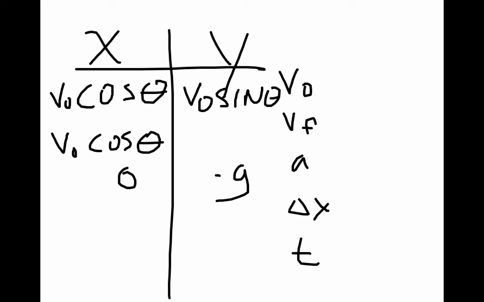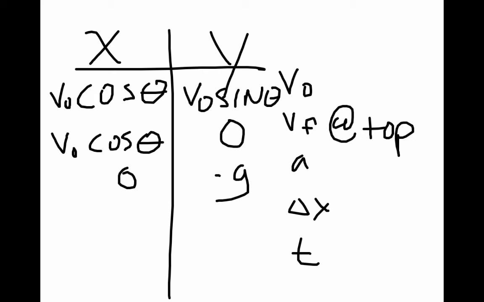Displacement-wise, if they ask you at the highest point, you could figure out how far the object's traveled in the x direction. The y direction, we would know that at its highest point, the final velocity is 0 at the top. If they ask for all the way back to the ground, you would know that the final velocity would be the same as the initial, just in the opposite direction. The displacement would end up being 0 if we took it to the ground.